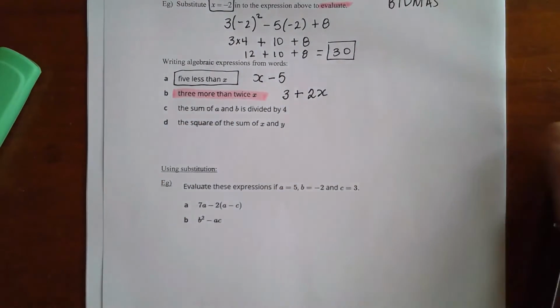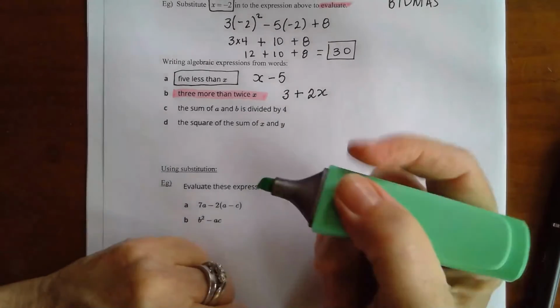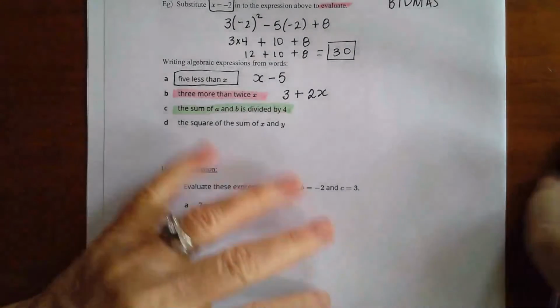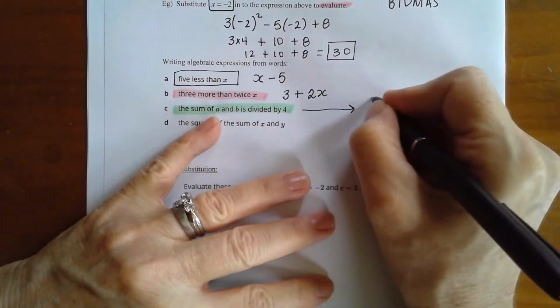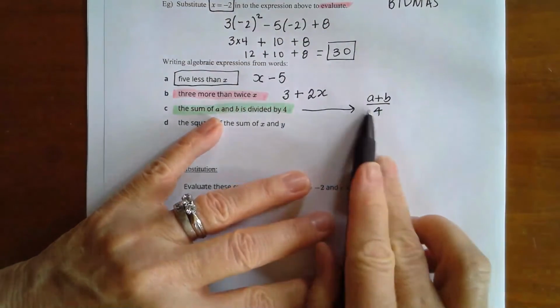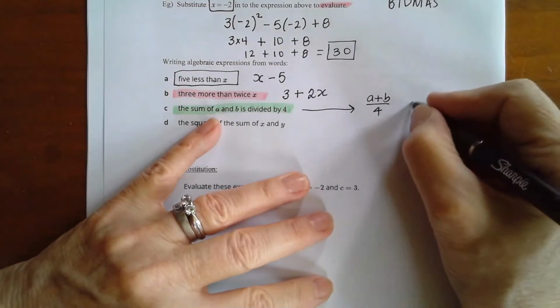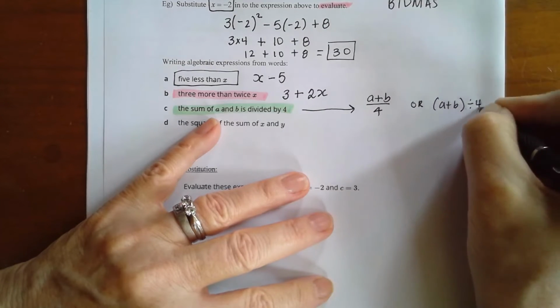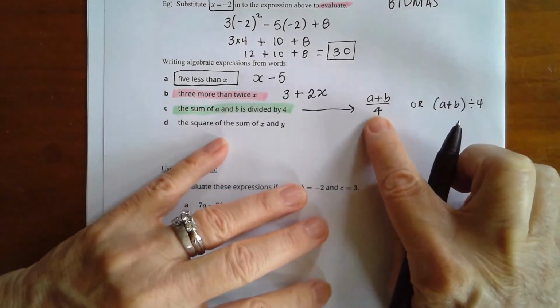The sum of a and b is divided by 4. This is a tricky one because it's the whole sum of a and b. So I can write it a couple of different ways. I can write a plus b, all divided by 4. In algebra, we almost always use that fraction bar. Or I could have written it with brackets, a plus b, divided by 4. I think this is harder and this is better and easier.